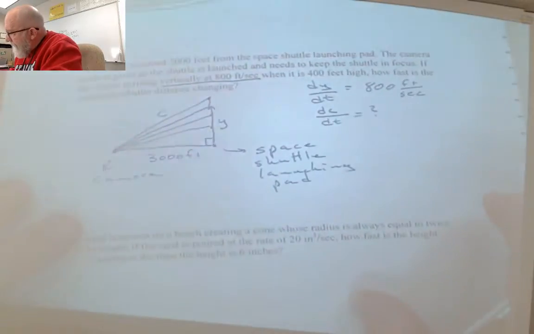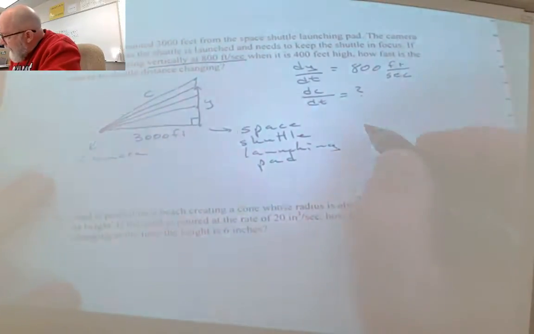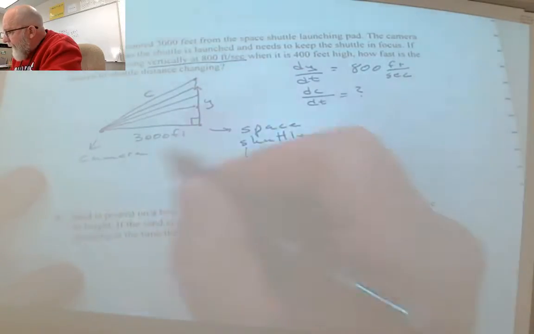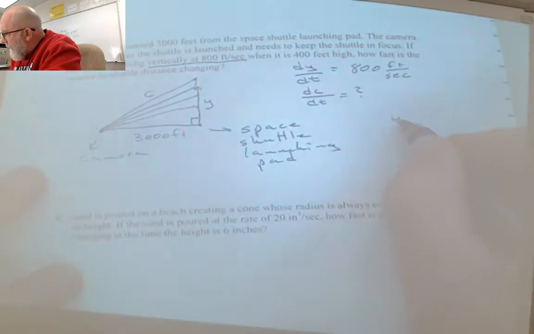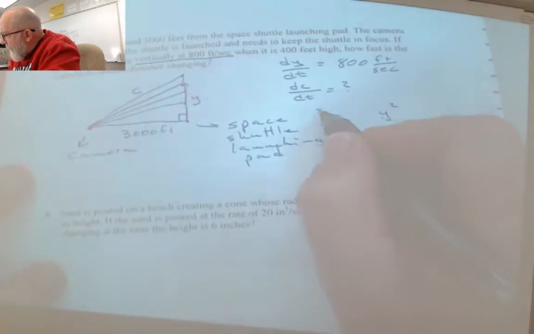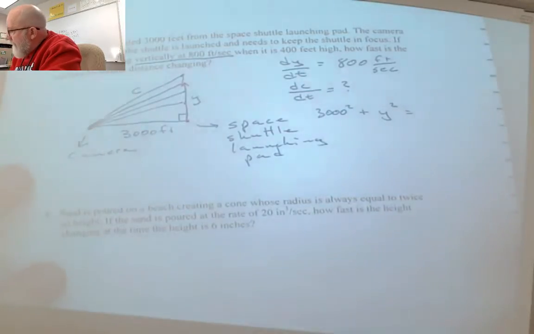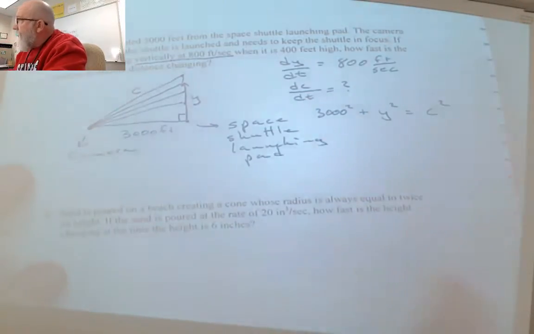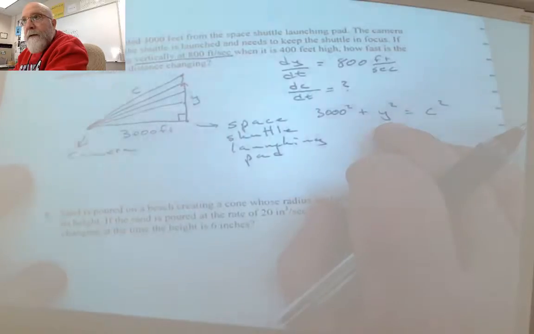So, Hillary, give me what I'm going to write down. Yeah, I don't have x. I do have y squared. Can I write the 1,000 squared here? Does it matter? Equals what? Okay. So I have that. Right?